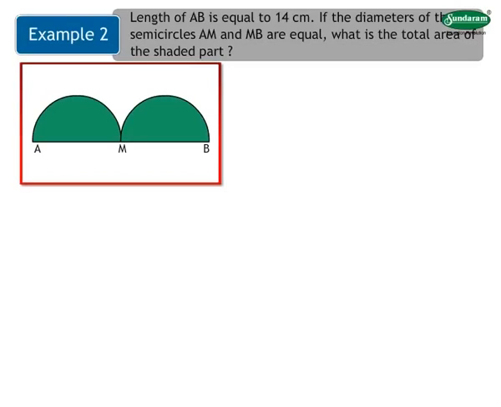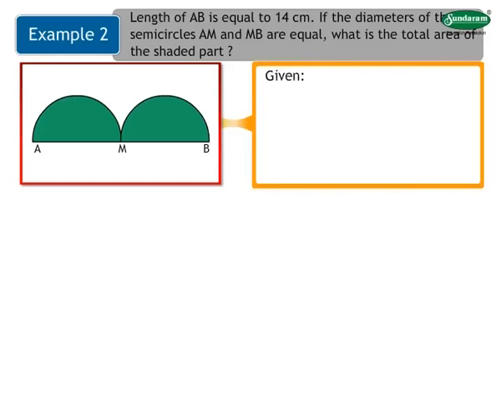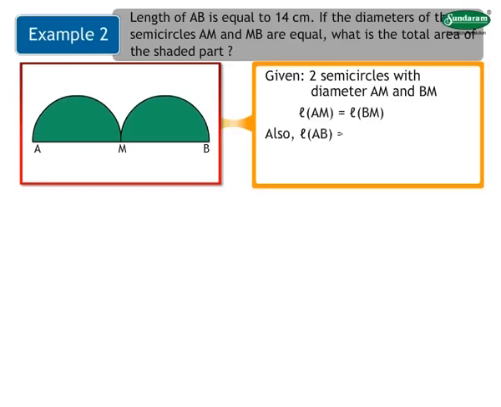If the diameters of the semicircles AM and MB are equal, what is the total area of the shaded part? Given two semicircles with diameters AM and BM. Length of AM is equal to length of BM. Also, the length of AB is equal to 14 centimeter. We have to find the area of shaded part of both the semicircles.